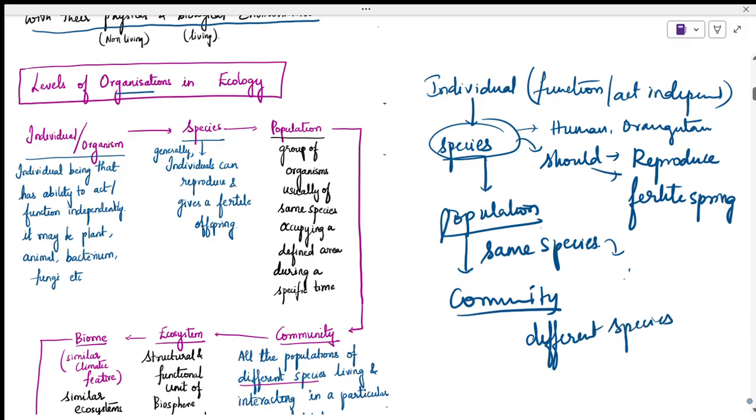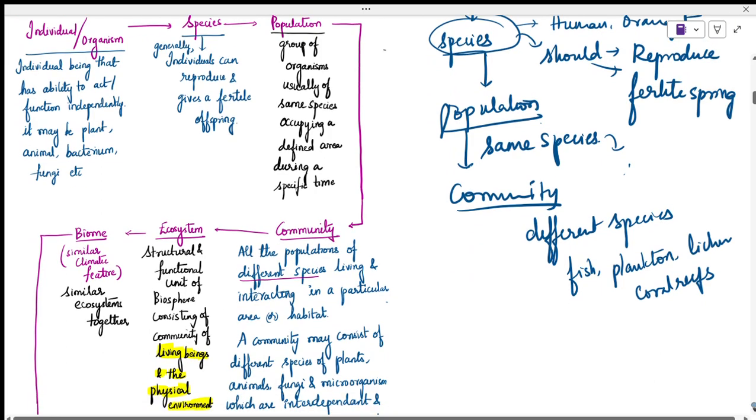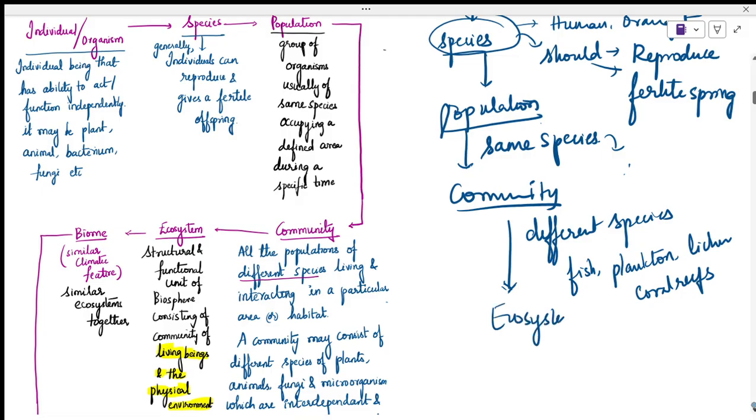For example, species of fish, species of plant, plankton, species of different types of lichens, species of coral reefs. Then it is called oceanic community in the ocean ecosystem. Then we have ecosystem. So ecosystem, I already said how the living things interact with both living and non-living things.